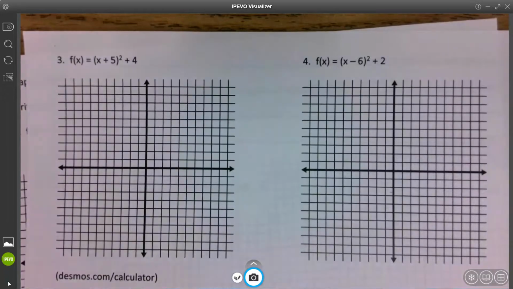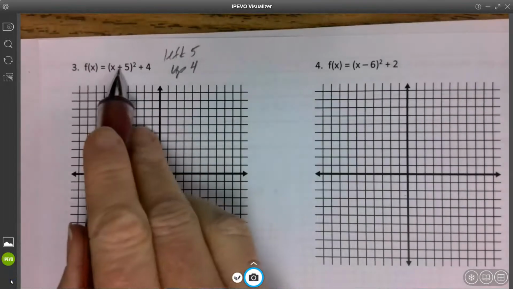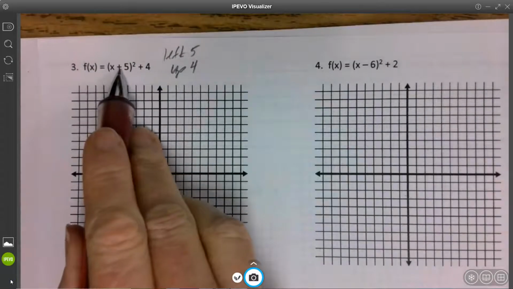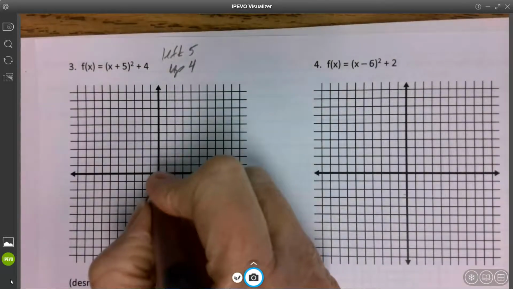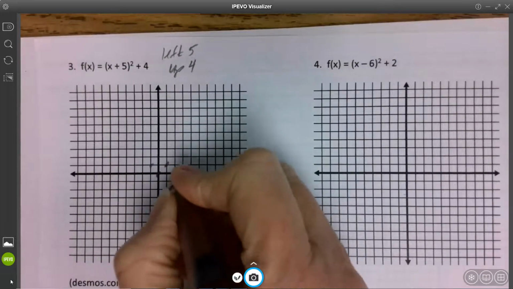I would love it if you would pause yours right now and write down those shifts. I'm going to pause mine, write down the shifts, and we'll come back and compare. Go. Notice inside is a plus, so I know I'm going to go the opposite. I'm going to go left 5 and up 4. So plot the parent function: (0, 0), (1, 1), (2, 4).